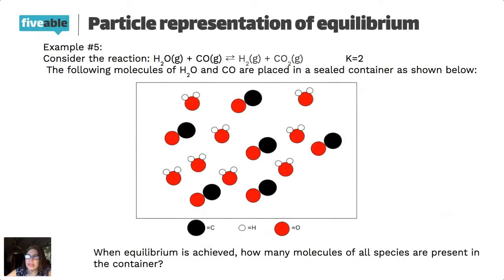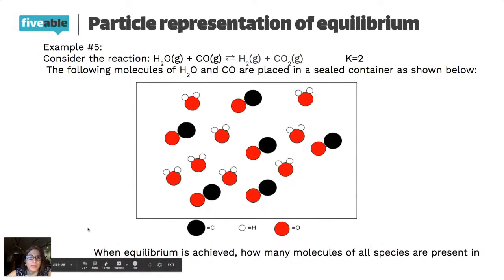Representations of equilibrium. This is usually particle representations of equilibrium. For example, it says here, consider the reaction of water plus carbon monoxide in equilibrium with hydrogen and carbon dioxide, and they're giving us the value of K. And you have a particle diagram here. You have water and carbon monoxide. Usually they give you a label of the species. And it says, when equilibrium is achieved, how many molecules of all species are present?